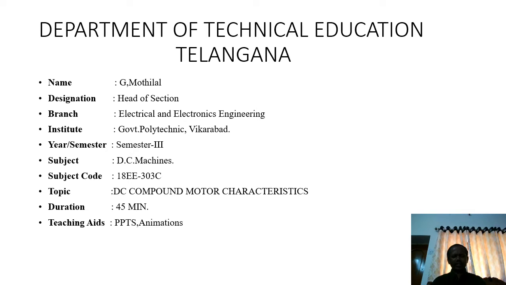Similarly, the EMF induced in a DC motor, that is EB, is equal to phi Z N by 60 into P by A, and torque Ta is equal to 0.159 phi Z Ia into P by A. These two equations were derived when we discussed DC motors in the previous class. So in this condition, torque is directly proportional to phi Ia.